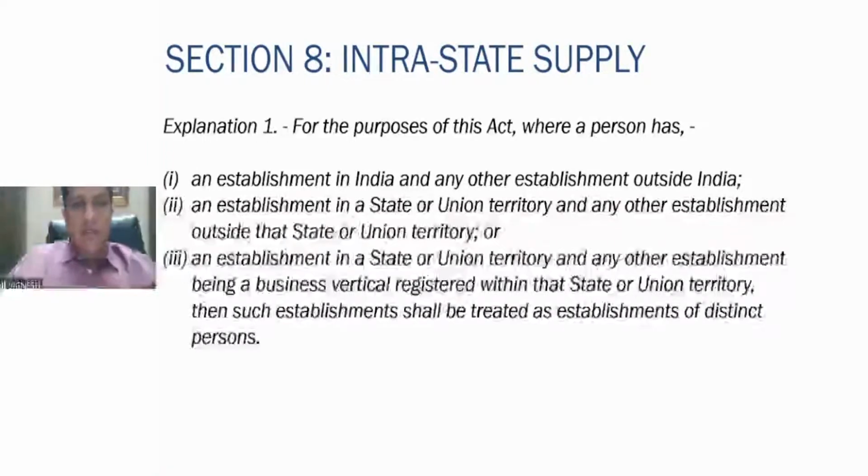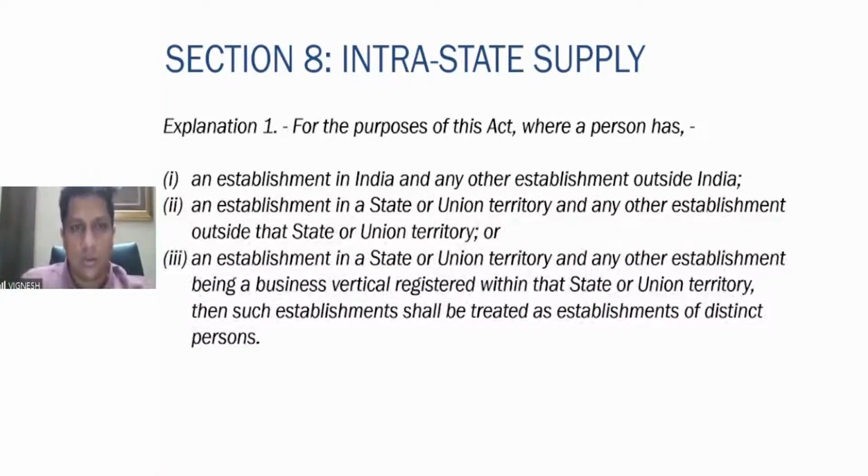An explanation is given, which is again similar to the explanation we saw in the last class, which speaks about the distinct or related person. Last class we saw the concept of related persons or distinct persons, wherein transactions are to be taken as a supply even for no consideration. There we saw the concept of distinct person. The same concept is also covered here.